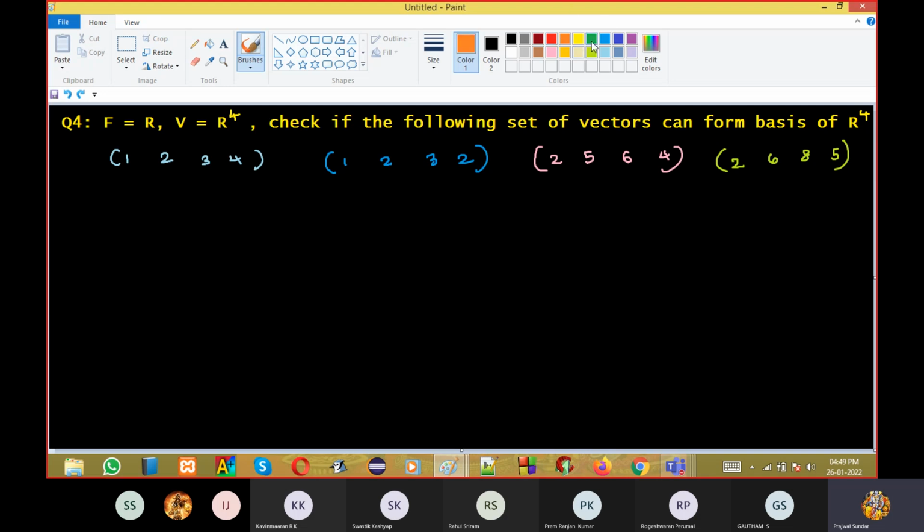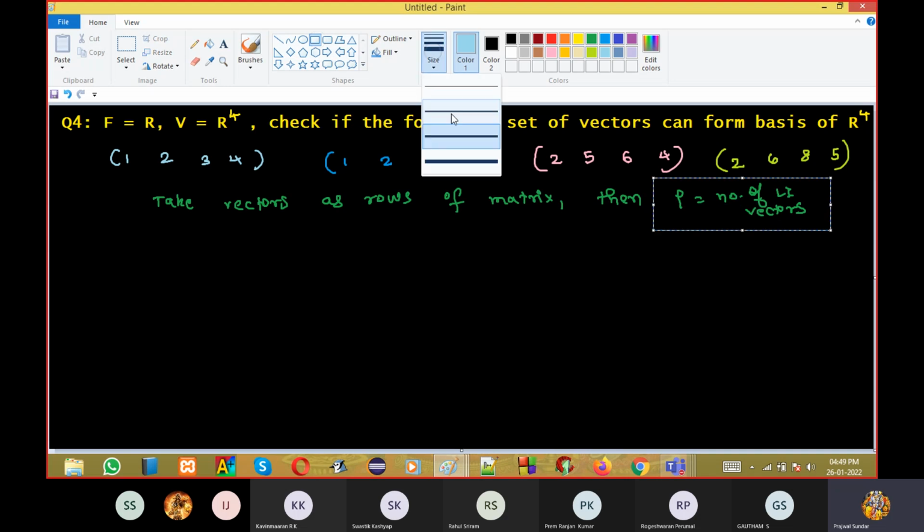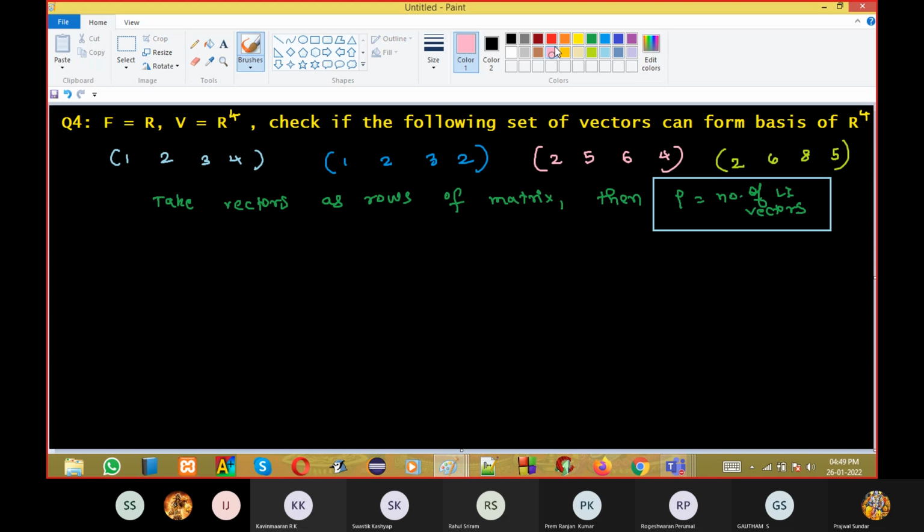So to find whether they are linearly independent or not, what you will do is take the vectors as rows of a matrix. Then the rank of the matrix is equal to the number of linearly independent vectors. Just like how we did independent equations, the same concept: the rank of the matrix will give you the number of independent vectors. So what you will do is reduce to row echelon form. That's it.